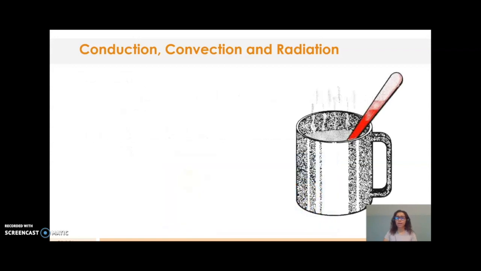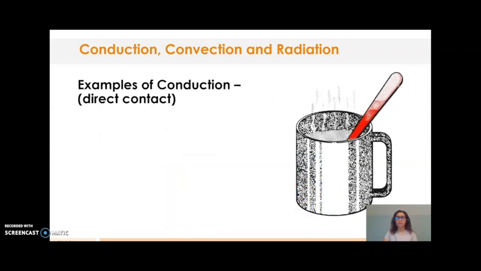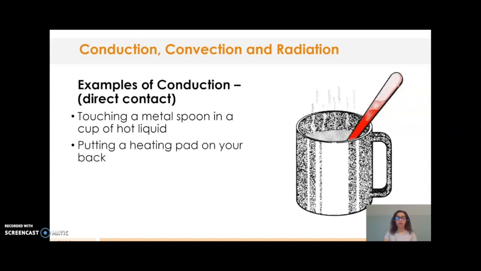So let's look at some examples of conduction. Touching a metal spoon in a cup of a hot liquid. If you have ever done this with hot chocolate, that spoon may be hot to the touch. If you put a heating pad on your back, you're going to be able to feel that direct heat. And then feeling the heat from a hot poker in a fireplace.